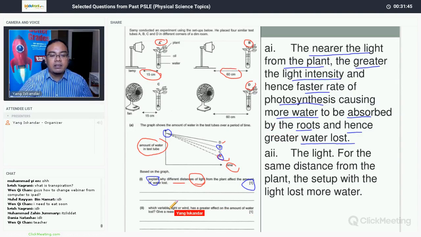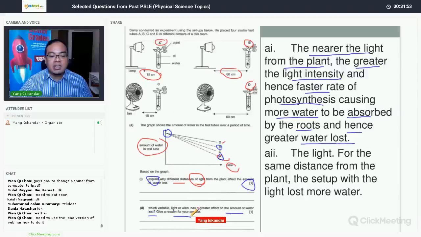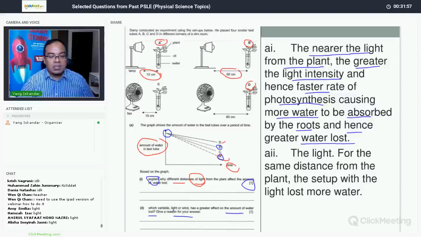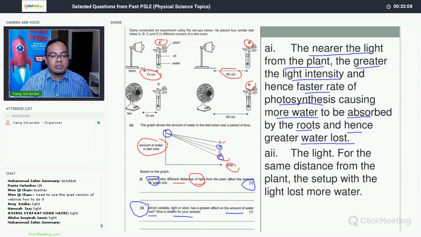Okay, part 2. Which variable, light or wind, has a greater effect on the amount of water loss? Give a reason for this answer. This is a very interesting question also. Now, if you want to take a look at the result for part 2, which two setups would you use? Would you still use A and B?